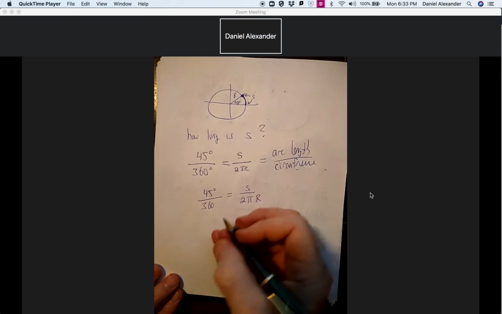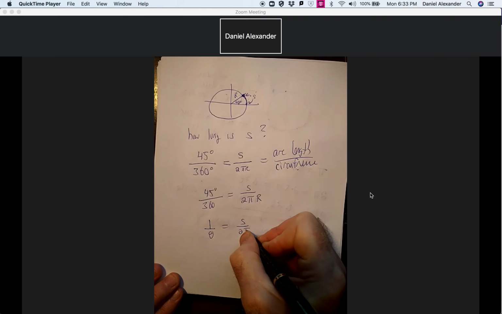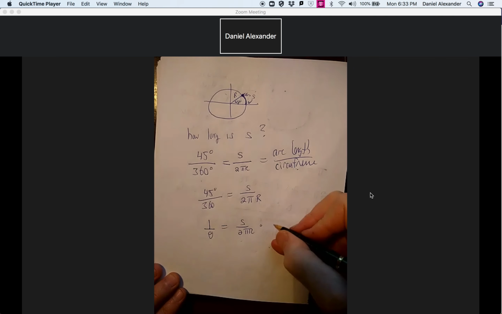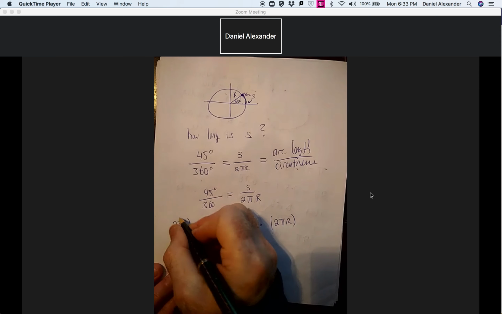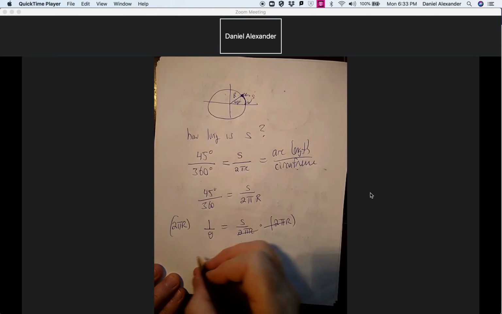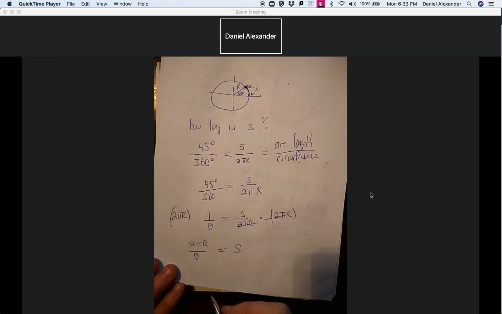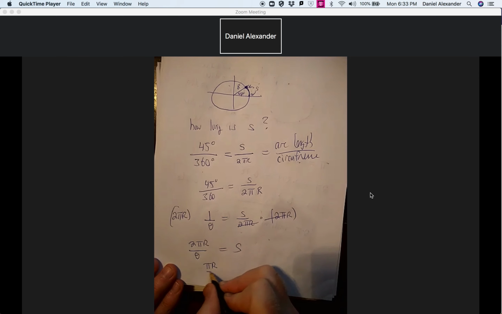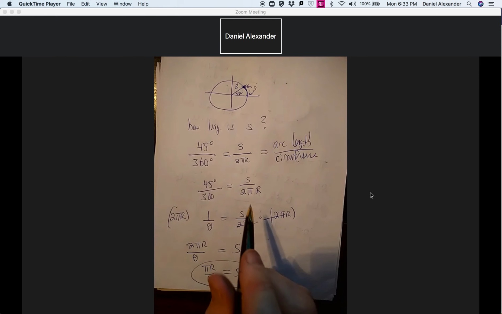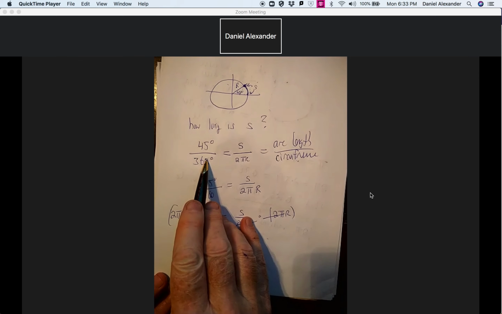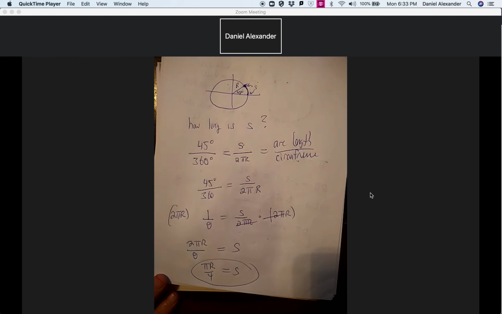So I take this, put it in my calculator, and I get 1/8 is equal to S over 2 pi r. So I'm going to multiply both sides by 2 pi r to clear the fractions. And I'm going to get 2 pi r over 8 is equal to S. Well, 2 pi r over 8 is pi r over 4 is equal to S. Okay, so basically the idea is that whatever fraction of the circle the angle makes, that arc length is going to be that part of the circle. Okay, so let me give you a formula.